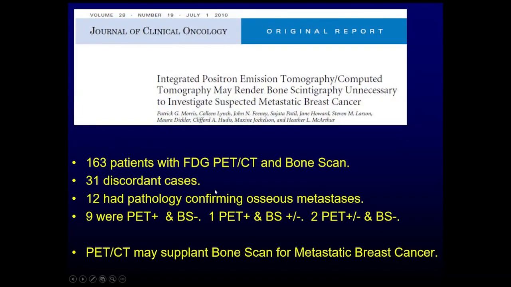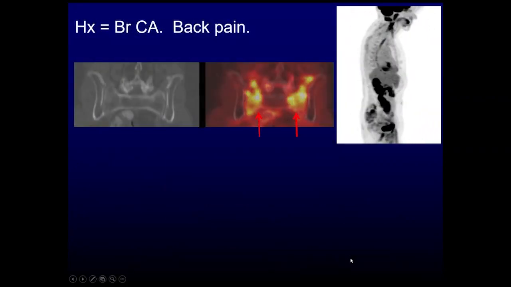To compare FDG PET-CT with CT and bone scan, this is a nice manuscript out of Memorial Sloan Kettering Cancer Center, in which whenever patients had both an FDG PET-CT as well as a bone scan and CT to compare, when there was discordance between the FDG PET and bone scan and there was pathology to confirm what was true, the FDG PET-CT was always correct over the bone scan. So FDG PET-CT may be supplanting bone scan for the evaluation of metastatic breast cancer.